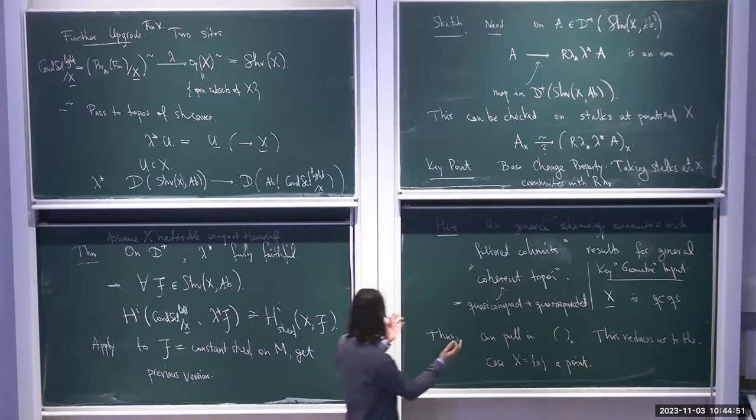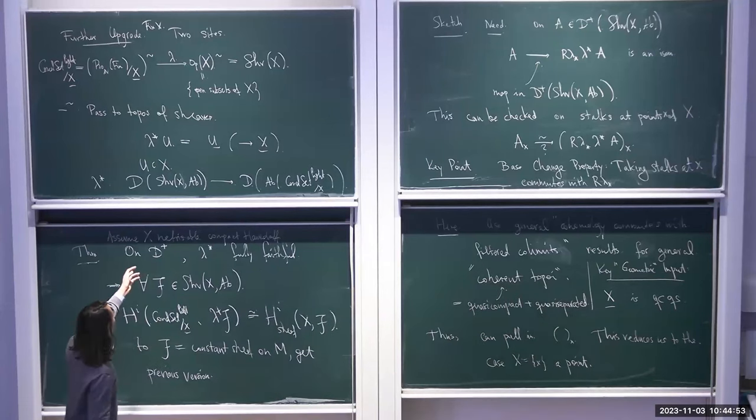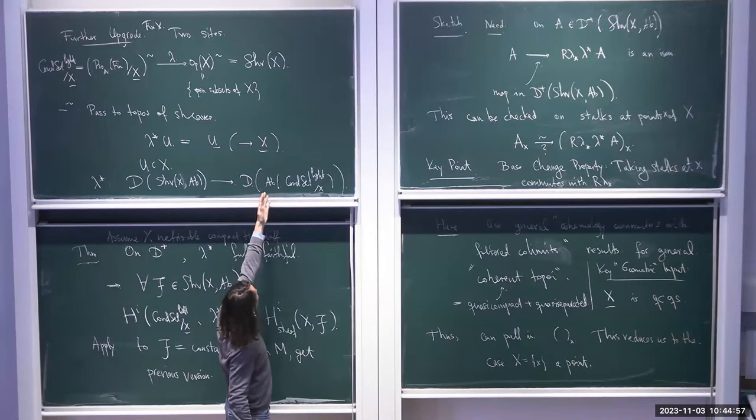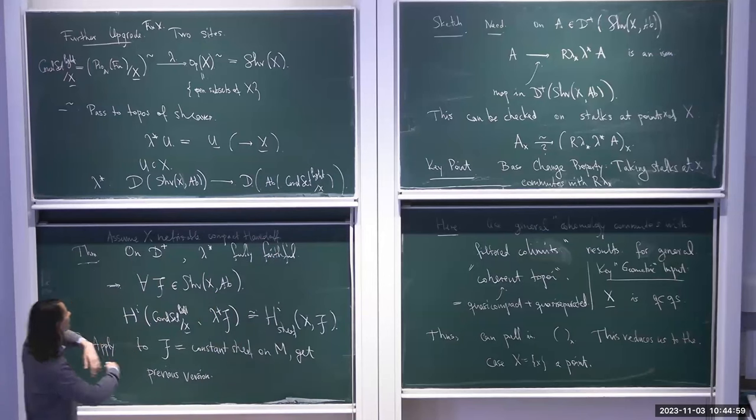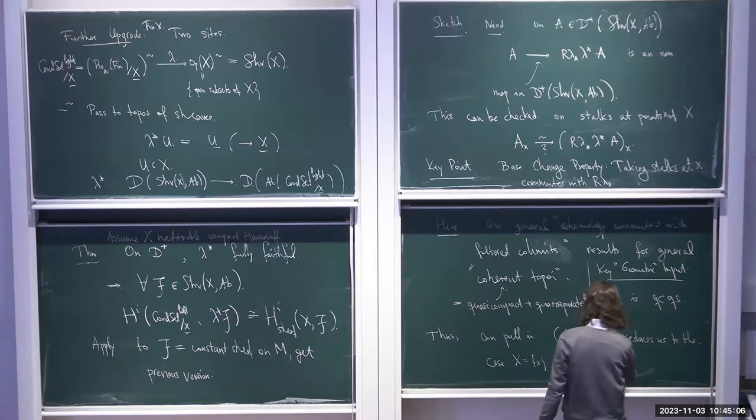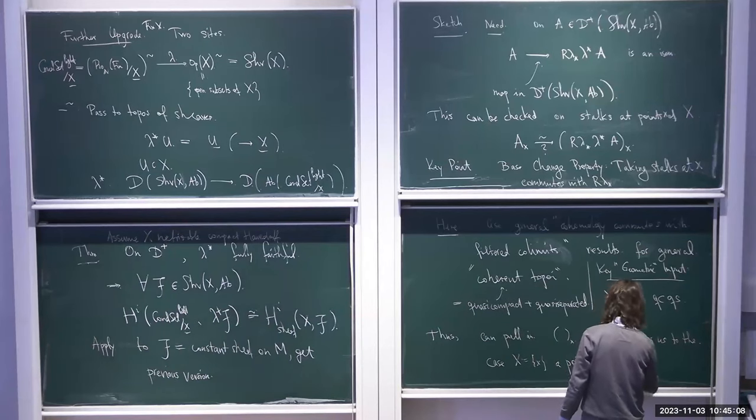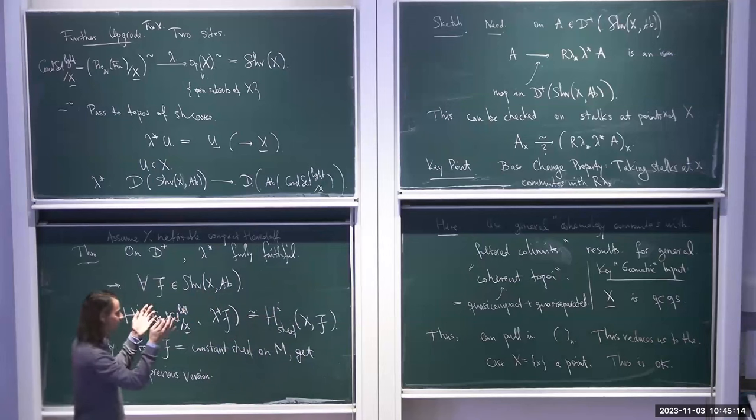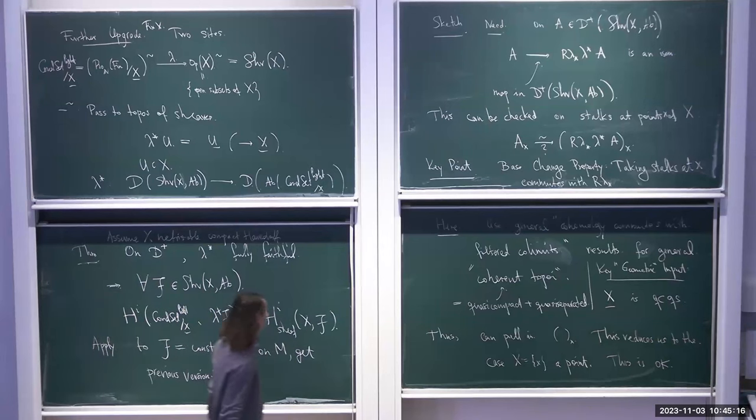But if it's a point, this is just the derived category of condensed abelian groups. Well, this is still something non-trivial. This is still the whole derived category of condensed abelian groups, but some of the abelian groups are fully faithfully in there. The integers as a condensed abelian group are still projective, so the Ext groups are still the same.